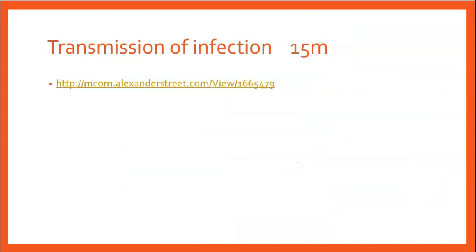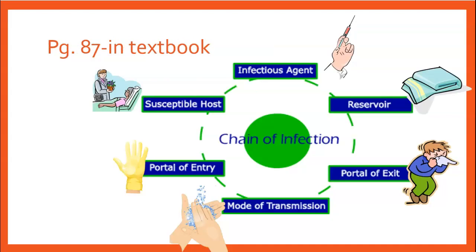So we'll start first with the infectious agent. Sometimes it's also called a causative agent. And this is that pathogen, that microorganism that the body's exposed to that causes the illness. Okay, so we'll use the flu for an example.